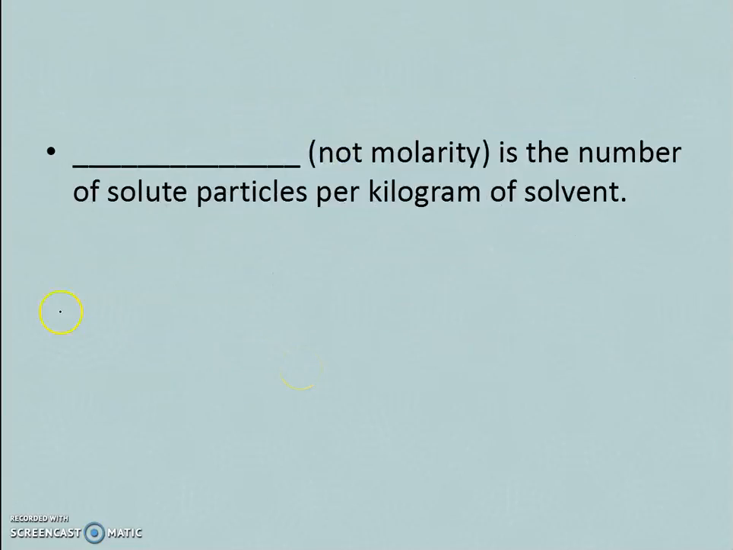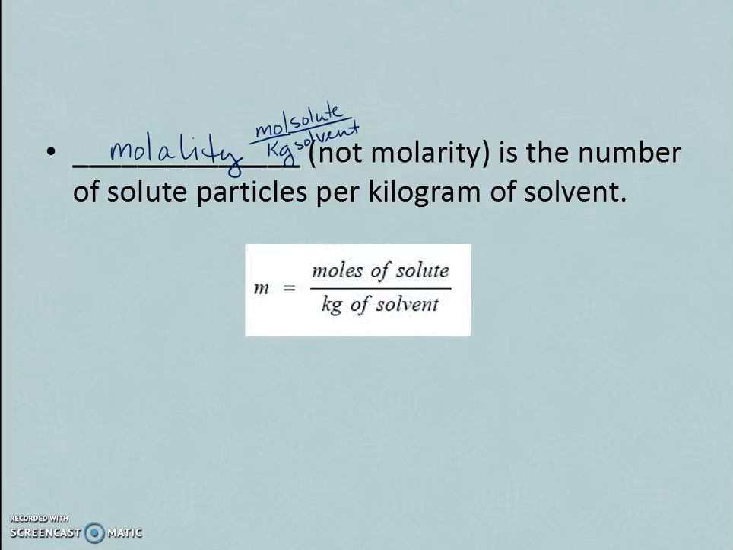Okay, and we're actually going to use molality. We just learned this one too, right? Molality, which is moles per kilogram, moles of solute per kilogram of solvent. And that's what we use to determine these colligative properties, how much the boiling point goes up and how much the freezing point goes down. And you've seen this before, so I'm going to keep moving.